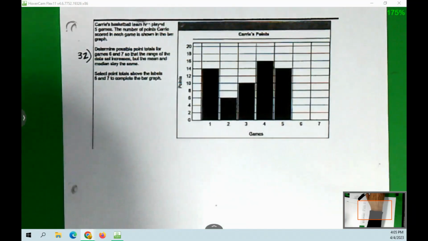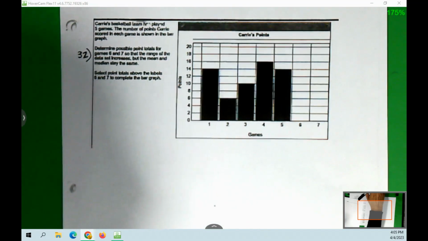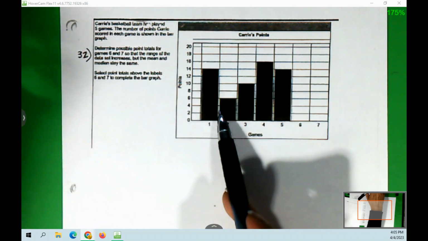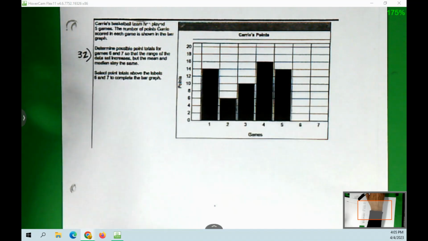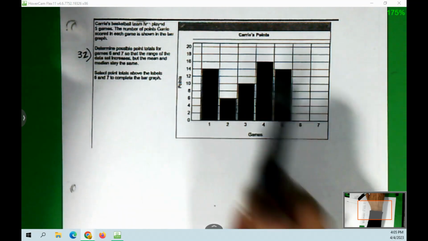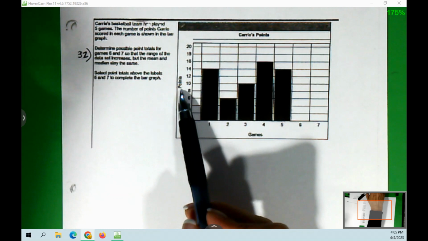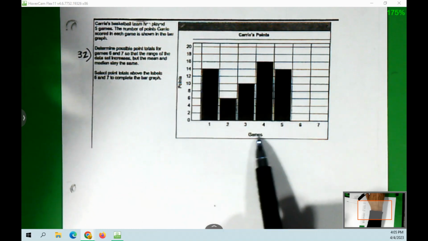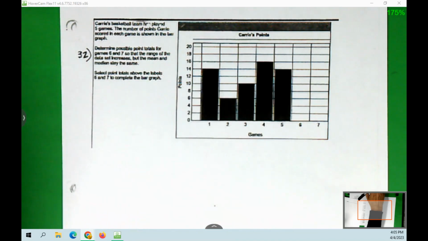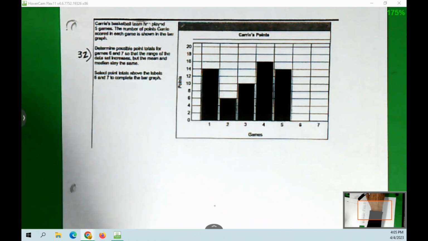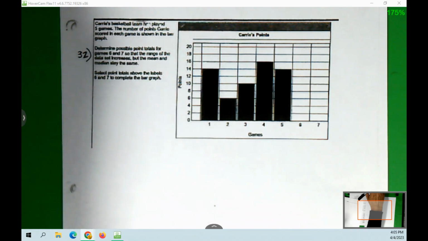This time we have a bar graph here. You can tell it's a bar graph because there are spaces in between separating them. Looking at any graph, you want to look at the title. It says Carrie's points. Our y-axis is points and games. Carrie's basketball team has played 5 games. The number of points Carrie scored in each game is shown in the bar graph.